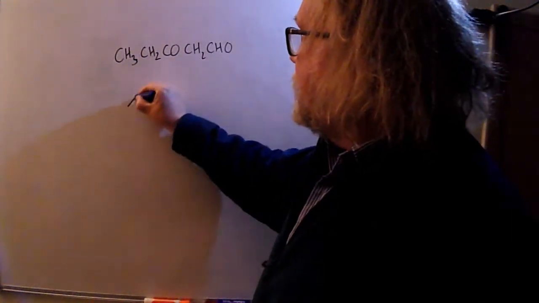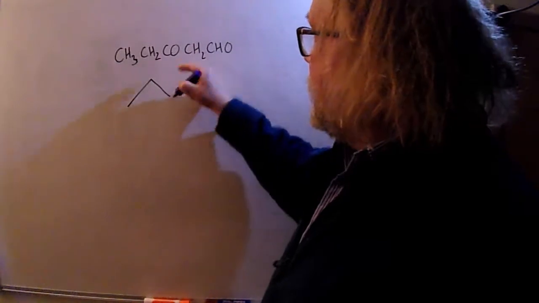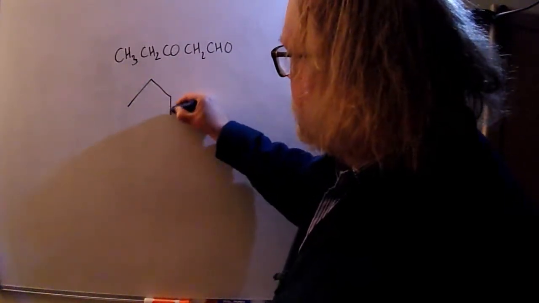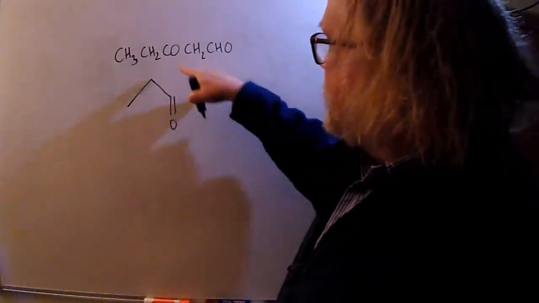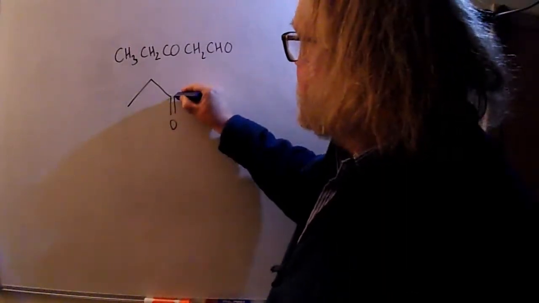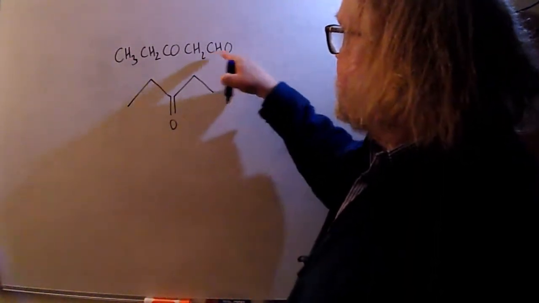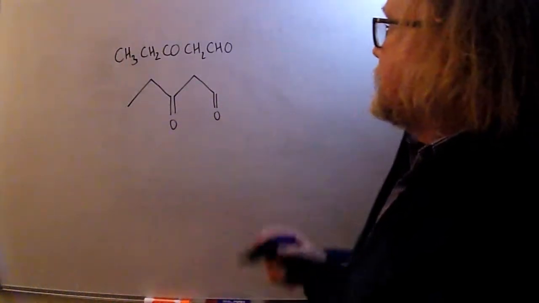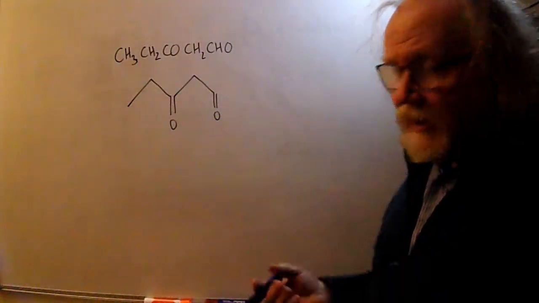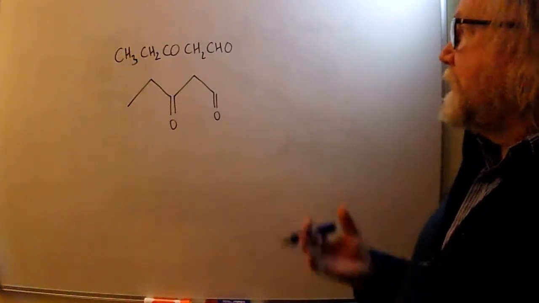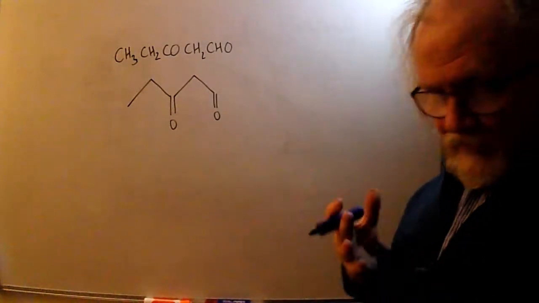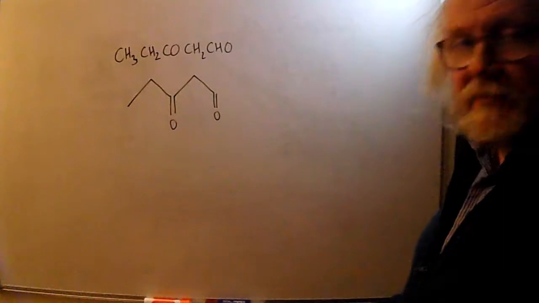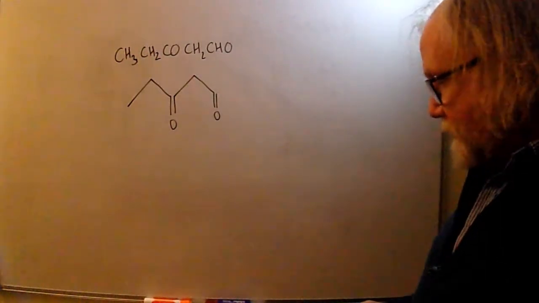So you get CH3, CH2, and then CO always means a carbonyl group. Okay, so CO means that, and then CH2, and then CHO means an aldehyde group. So it's that. And I think if you're clear about that right from the beginning, then you have much more chance of not making mistakes in this question.